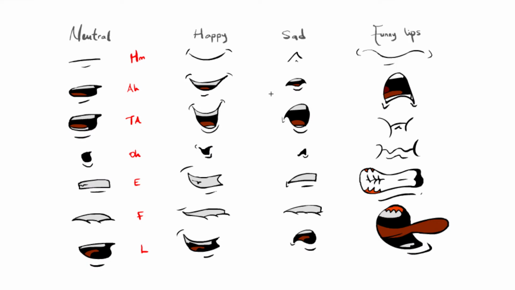Creating the element for the mouth, in this case lip syncing, is quite broad, but I've been able to break this down into simple sounds that you can memorize in order to understand the necessary mouth shapes that you need. Looking at what I have on my screen right now, you can see where we have the neutral, the ha, the ta, the o, the e, the f, and the l.